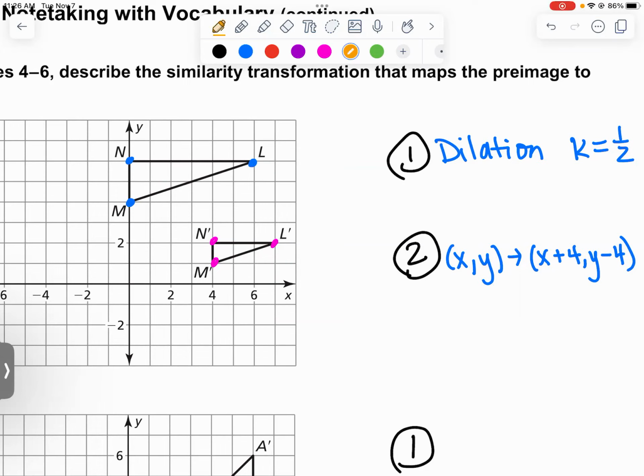So I don't think it's 4. Let's talk about Y. If we do the dilation of 1/2, then M would go to 2, right? And N would go to 3. And then 6 would go to 3. Okay, so then we move it over 4 and then it goes down 1. Only down 1. Yeah. Okay. So yep.